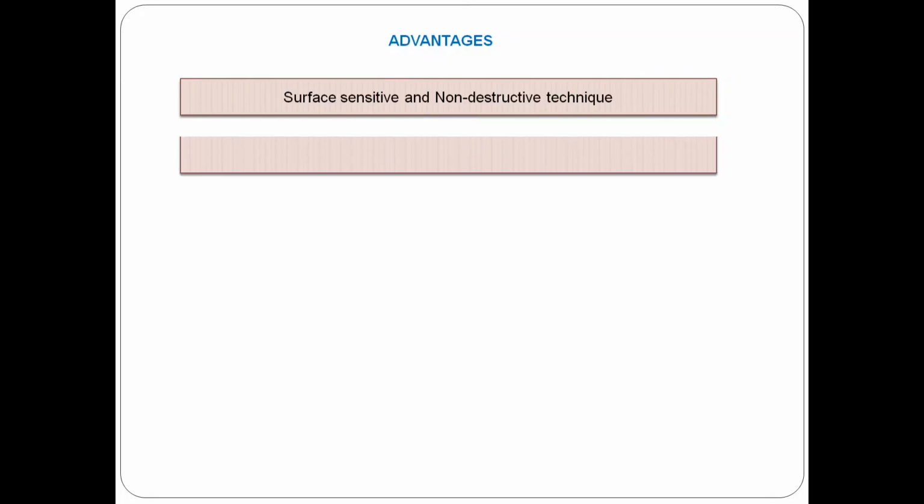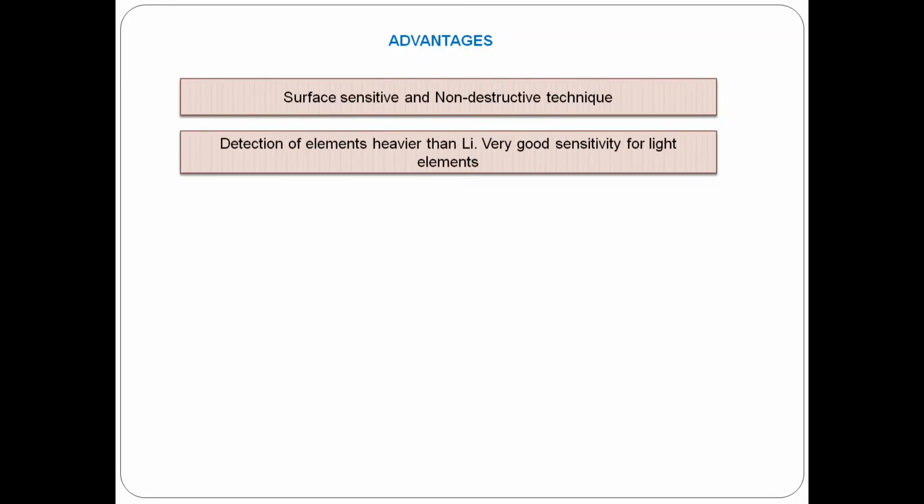So what are the advantages of Auger electron spectroscopy? Auger electron spectroscopy is surface sensitive, and this technique is non-destructive. It is used for elements which are heavier than lithium, as in Auger electron spectroscopy there is involvement of 3 electrons, so it is not good for hydrogen, helium and lithium, but it is good for elements which are heavier than lithium. Even so, it is good for the light elements also.